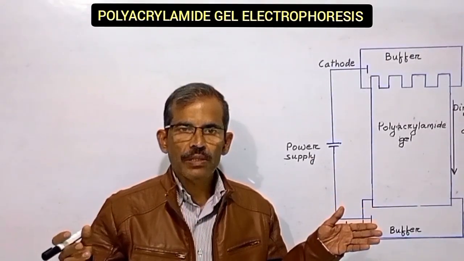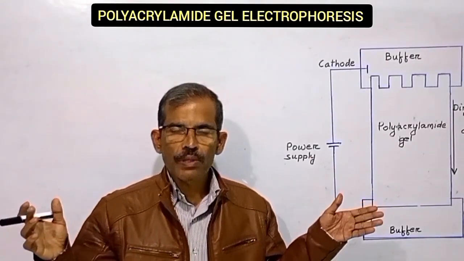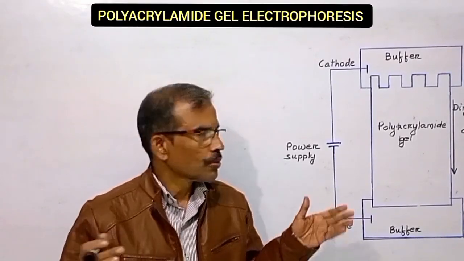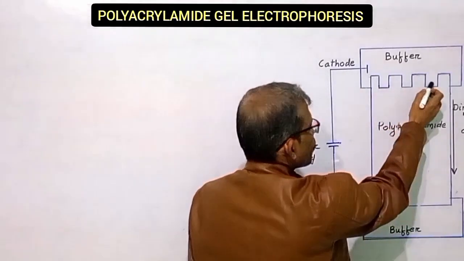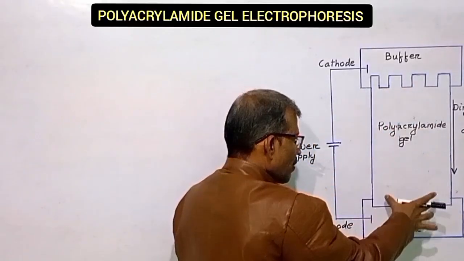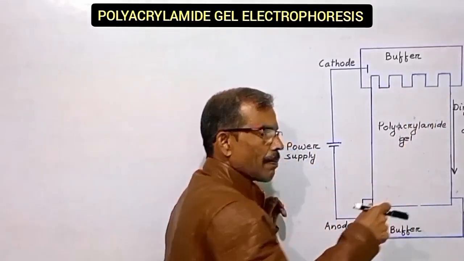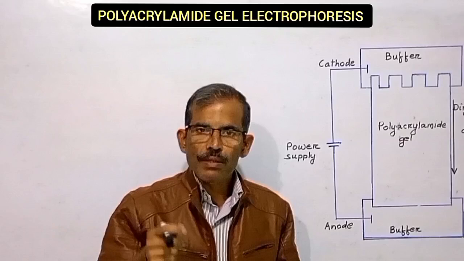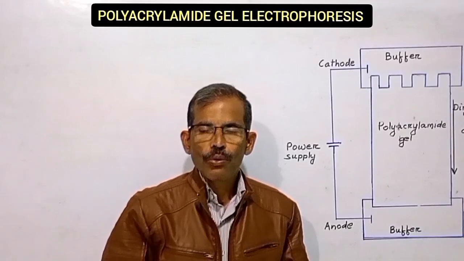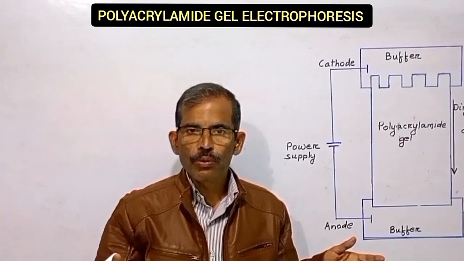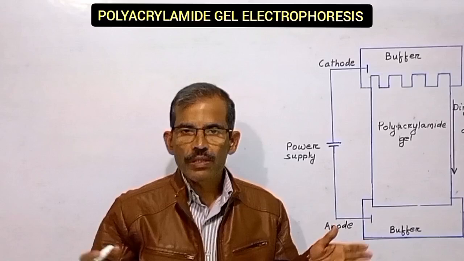Before polymerization, a plastic comb is placed at the top of the gel solution in order to create wells for sample loading. This is a vertical slab gel and these are the wells where samples are loaded. The sample is first mixed with a buffer which contains a tracking dye such as bromophenol blue and a dense compound, either sucrose or glycerol.